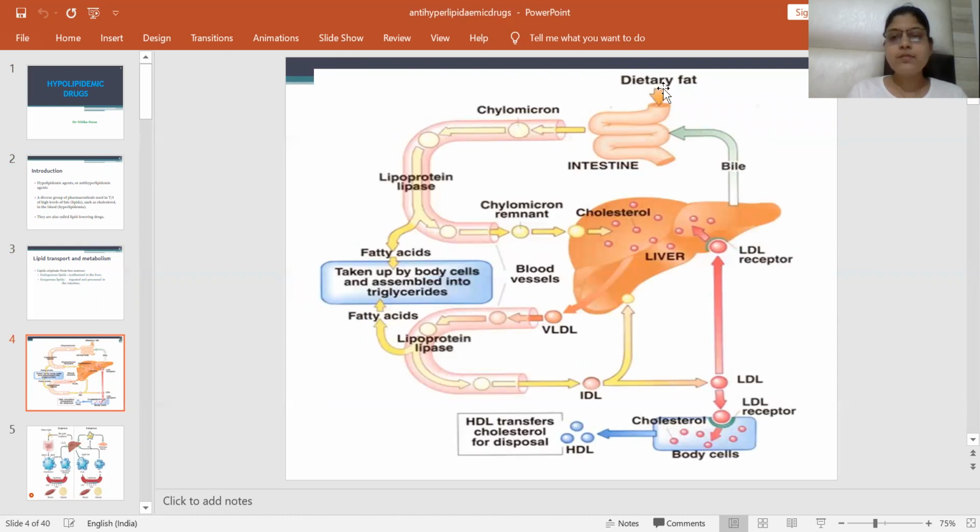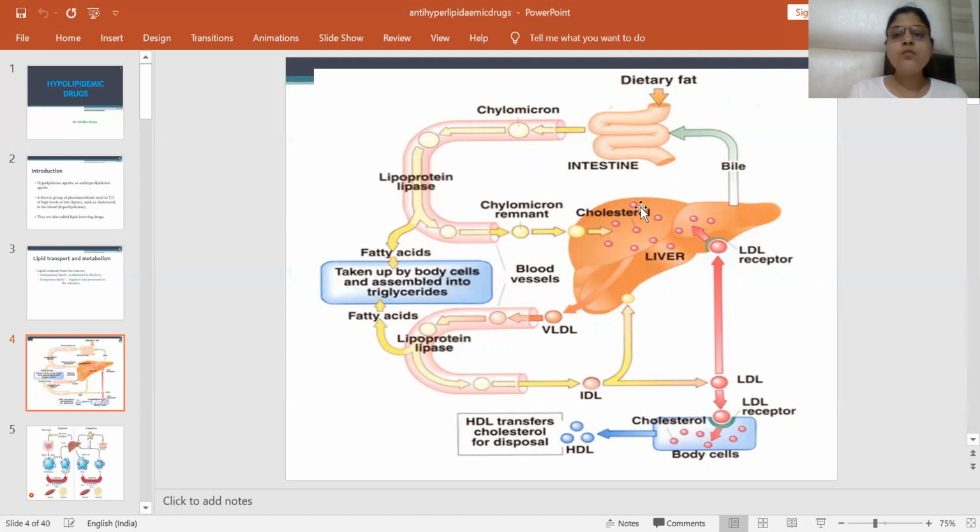The person takes the dietary fat in the intestine. From the intestine, the cholesterol is absorbed in the form of chylomicron. On the chylomicron, the lipoprotein lipase enzyme acts, which disintegrates the chylomicron into fatty acids and chylomicron remnants. These chylomicron remnants get converted to IDL, that is intermediate density lipoproteins. And these fatty acids which are formed are taken up by the body cells, like muscles and adipose tissue, and assembled as triglycerides.